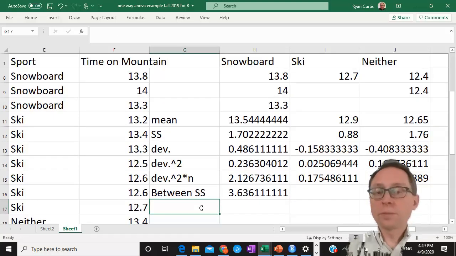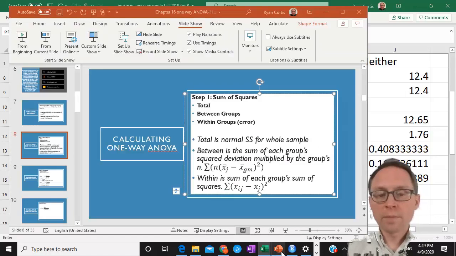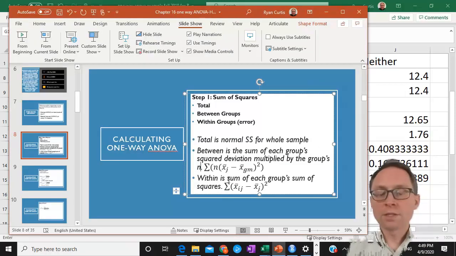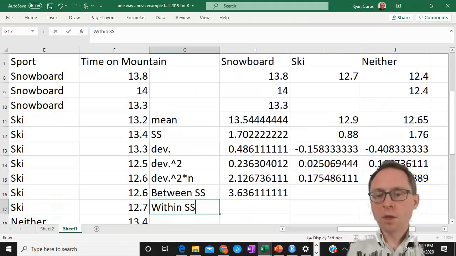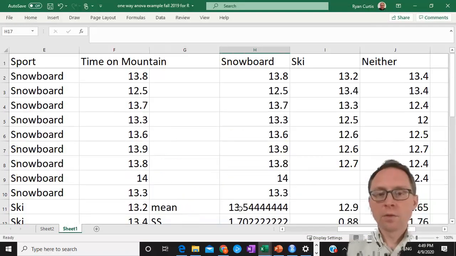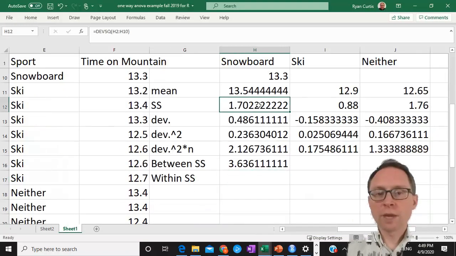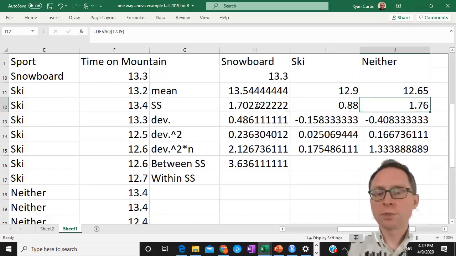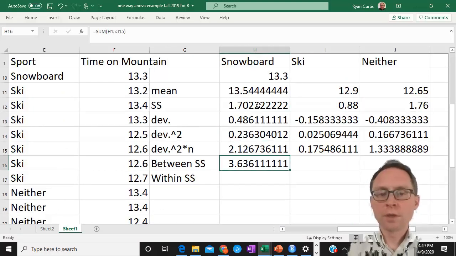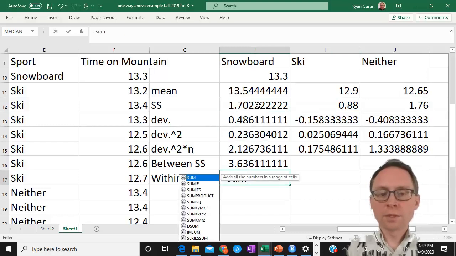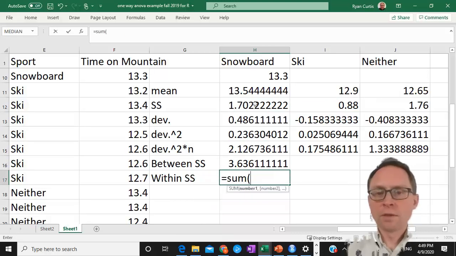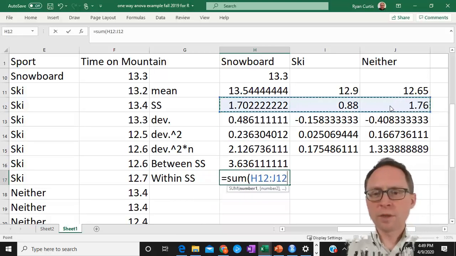The within group sum of squares is easier to find. If you remember, within is the sum of each group's sum of squares. Okay? All that means is, remember we got the sum of squares for each group, right? Here's the sum of squares for snowboarders, here's the sum of squares for skiers, here's the sum of squares for neither. We're going to add those up. Equals the sum of these 3 sums of squares right there.